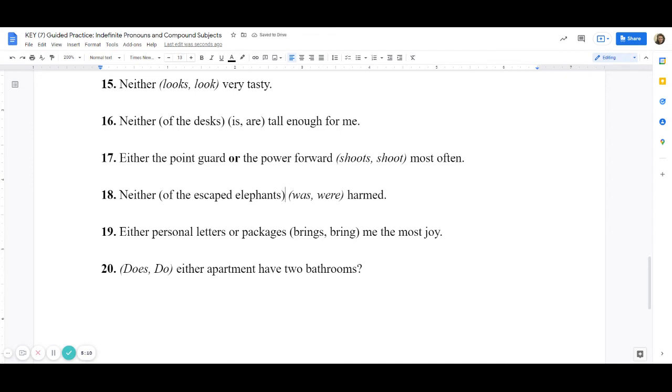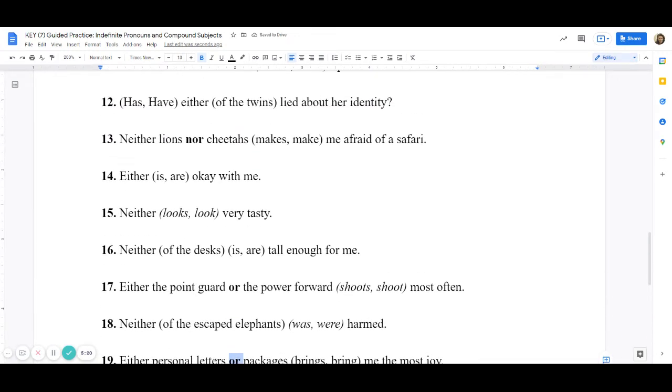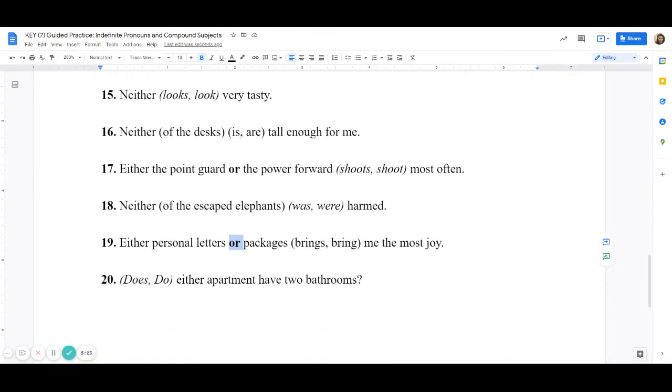Number 19, either personal letters or packages. I have either, but I see or with it. So we are going to bold or. And then number 20 is very similar to what we saw in number 12, where our verb comes first. So we can look right afterward and we see either. Either apartment have 2 bathrooms. There's no or with it, and there is no prepositional phrase. So we can leave that one the way it is.